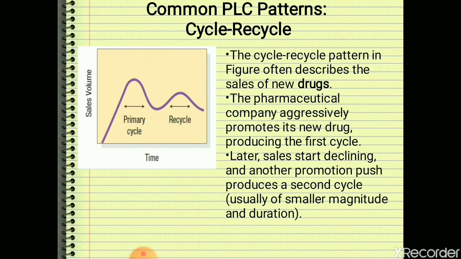Then another is the cycle, the cycle product life cycle pattern.